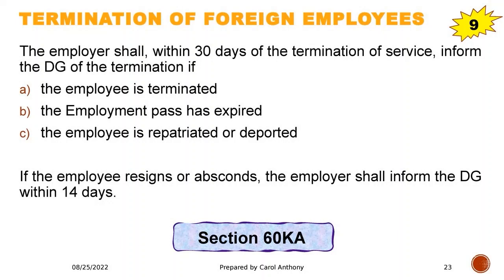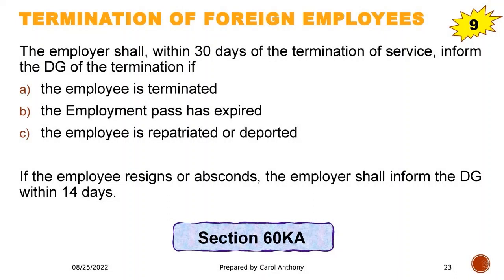Employment pass has expired. They come in through the employment pass. They are given 1 or 2 years to work. Usually it's 1 year, renewable. So once it's expired, of course, you need to terminate their service. Or the employee is repatriated or deported, meaning you're going to send the employee back, maybe due to illness, family issues, it could be many reasons. So all these you need to inform the Director General 30 days in advance.